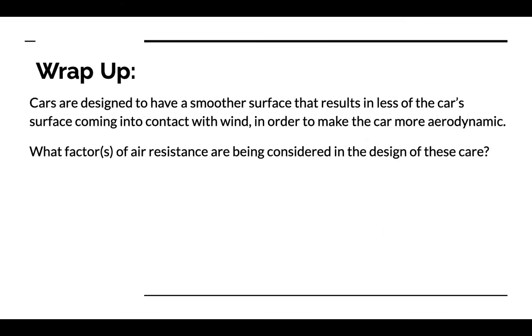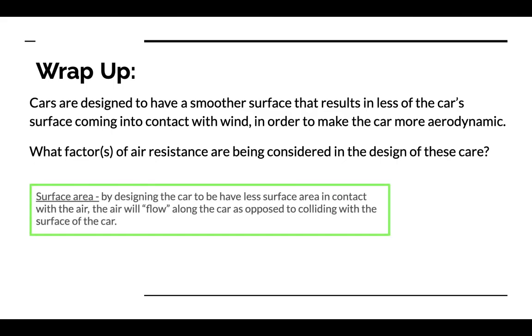So as a wrap-up, cars are designed to have a smoother surface that results in less of the car's surface coming into contact with wind, in order to make the car more aerodynamic. What factors of air resistance are being considered in the design of these cars? Excuse me, that should say car there, not care. Okay? So you can take some time to think about this, but the primary factor is surface area.